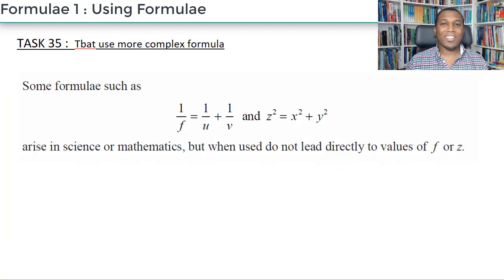Sometimes you get some rather interesting formulae, like 1 on F is 1 on U plus 1 on V. That's the beauty of maths and science for you. In this case, the unknowns, the variables, F, U, and V, they're denominators. If I give you U and V, how do you find F? Not as straightforward as the work we've been doing previously. It's managing using these more complex formulae. That's what we're going to consider in this task.